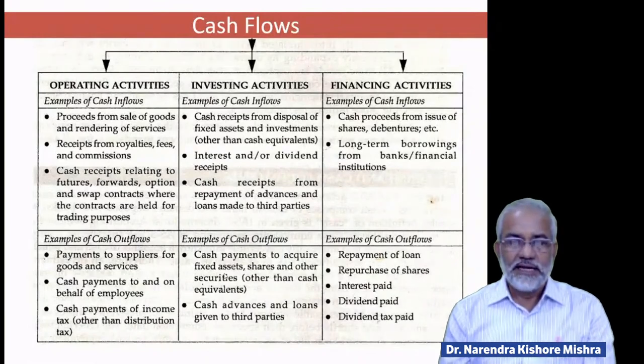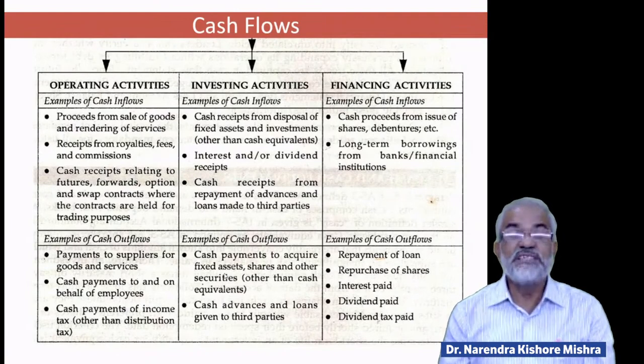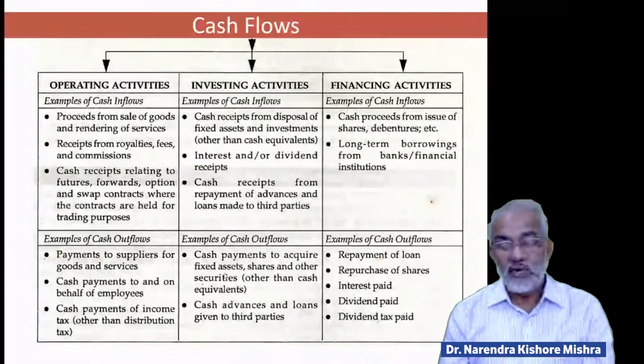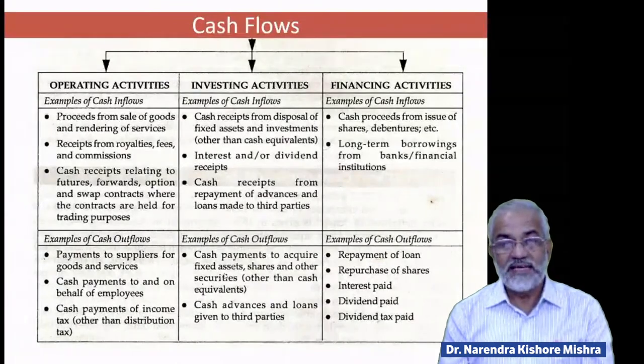Second item is interest and dividends which are being received on debentures and the shares which are being held by the company. Then the third item of investing inflow is cash receipts from repayment of advances and loans made to third parties. That means when an organization has given, suppose, some staff advances in a particular year and that has been realized in a subsequent year, when it is realized, that gives rise to the inflow of cash, and that comes under the inflow of cash under investing activities.